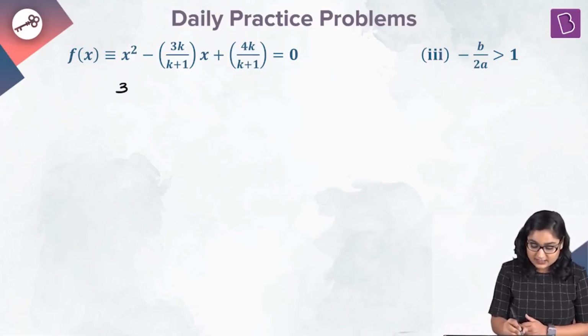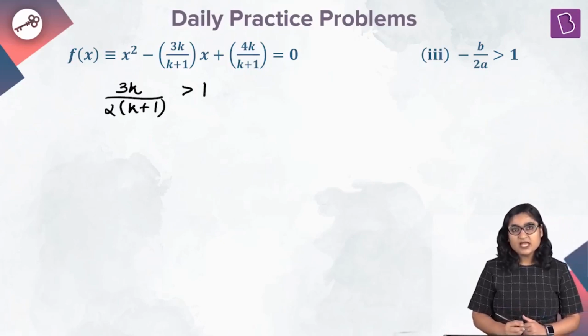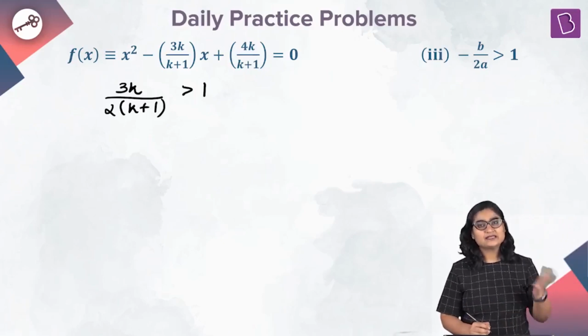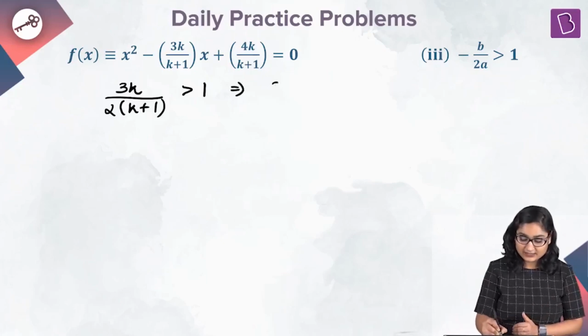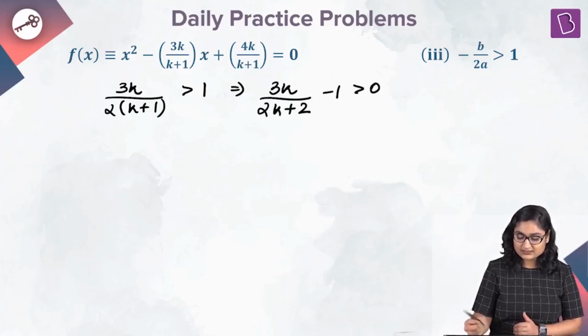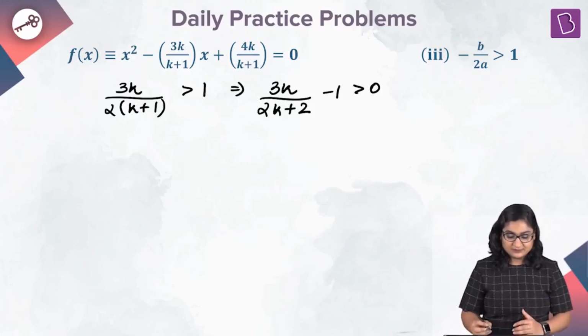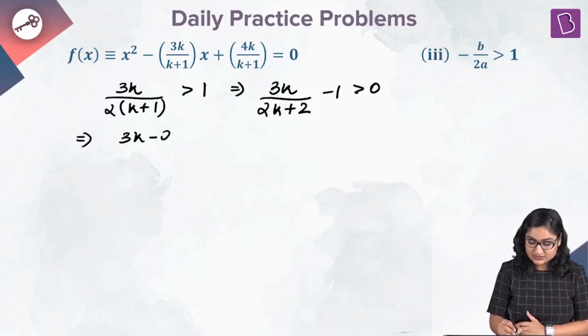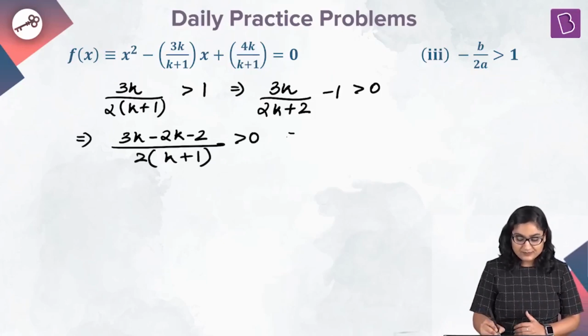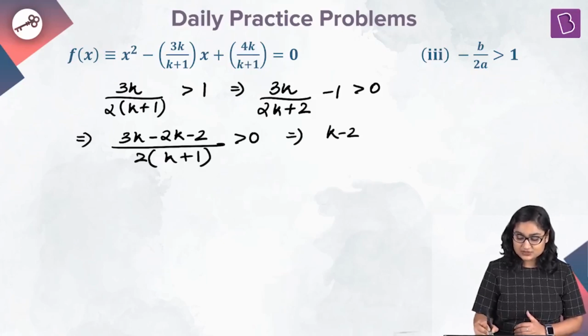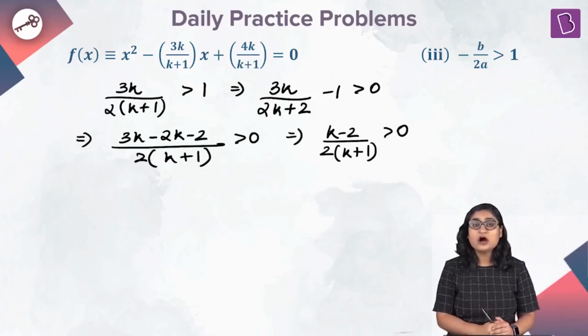What we'll get is 3k divided by twice of k plus 1, and this should be greater than 1. Now, if I take 1 from the right hand side to the left hand side of the inequality, I will get 3k divided by 2k plus 2 minus 1 greater than 0. And if I further take LCM, I'll get 3k minus 2k minus 2 divided by twice of k plus 1, and this should be greater than 0. This can be further simplified and written as k minus 2 divided by twice of k plus 1 greater than 0.